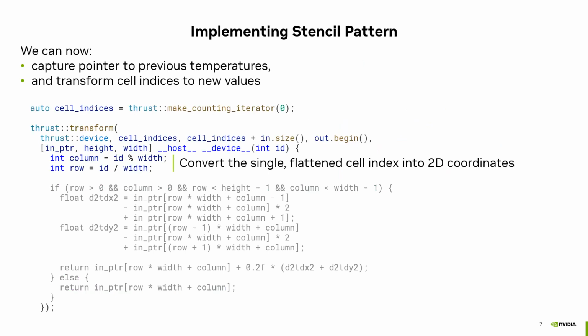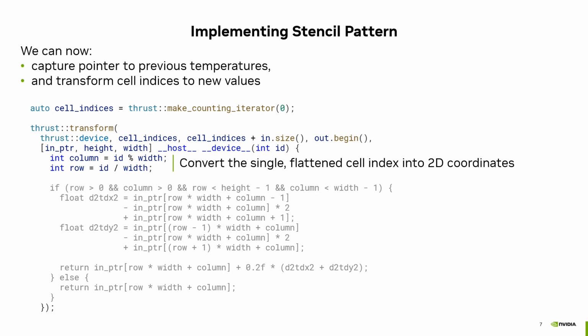The next question is how we actually launch this computation on our 2D data. If you think about it, each cell in our grid corresponds to a single ID in a flattened one-dimensional space. So we can just use the thrust make counting iterator to generate all possible cell IDs, and then transform those IDs into updated temperature values.